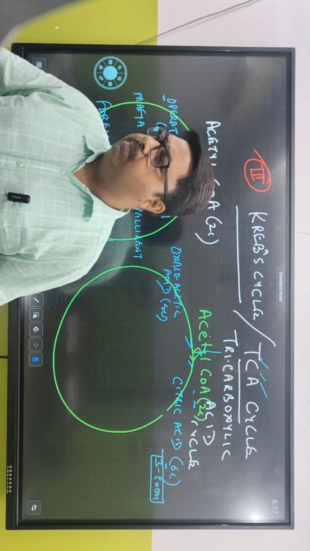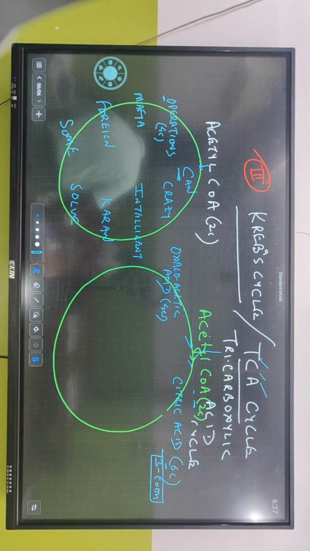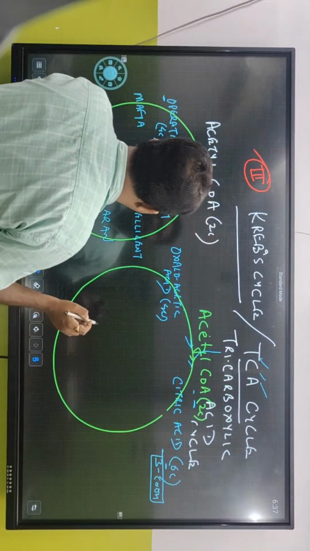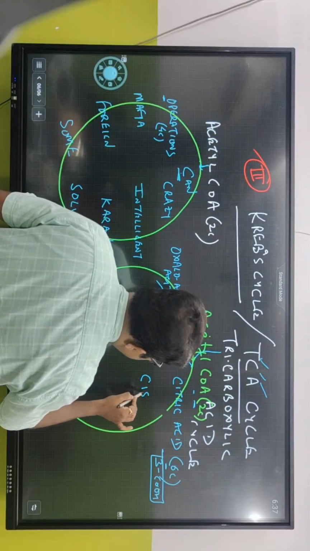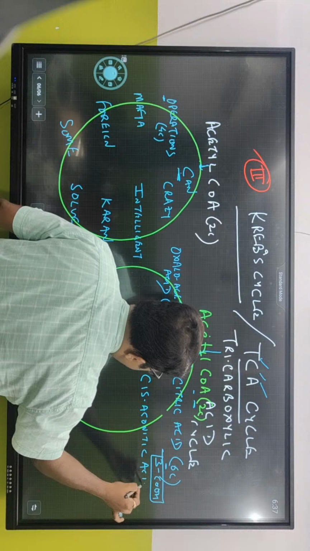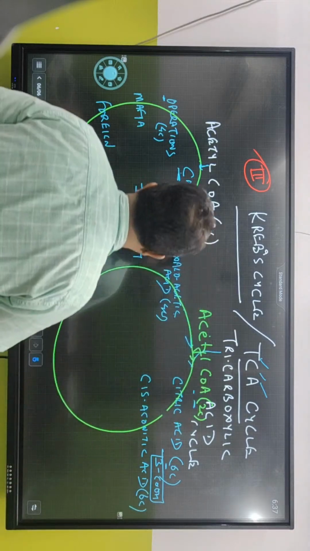Any issues with this? Come on. Yes? Good. Chalo. Next. This is citric acid. Can, Crazy. What is crazy? Cis-aconitic acid. It is also having 6 carbon.